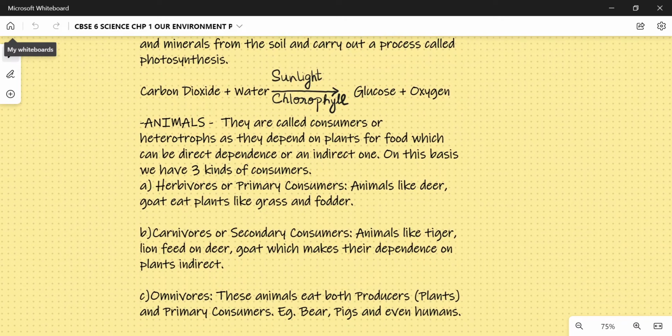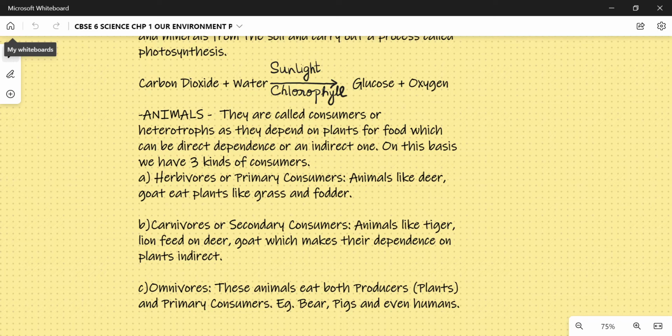The next biotic component are the animals. Animals are called consumers or heterotrophs as they depend on plants for food, which can be a direct dependence or an indirect one. On this basis, we have three kinds of consumers. The first one being the primary consumers, also known as herbivores.